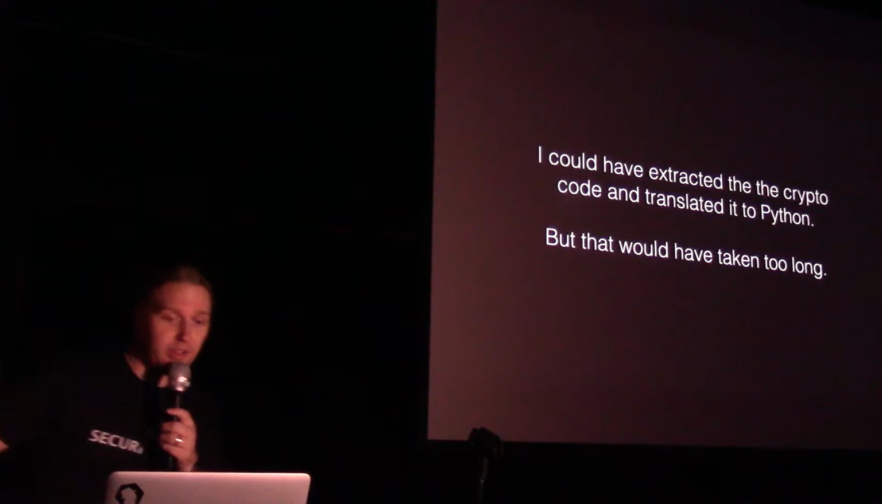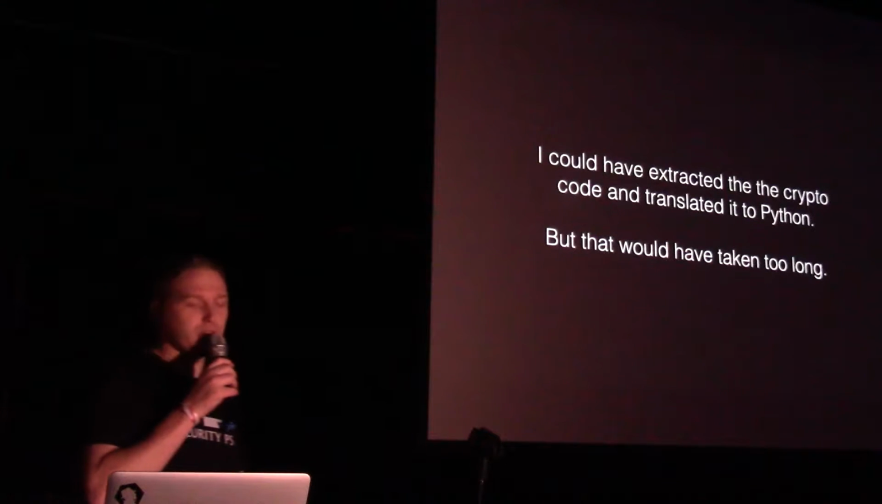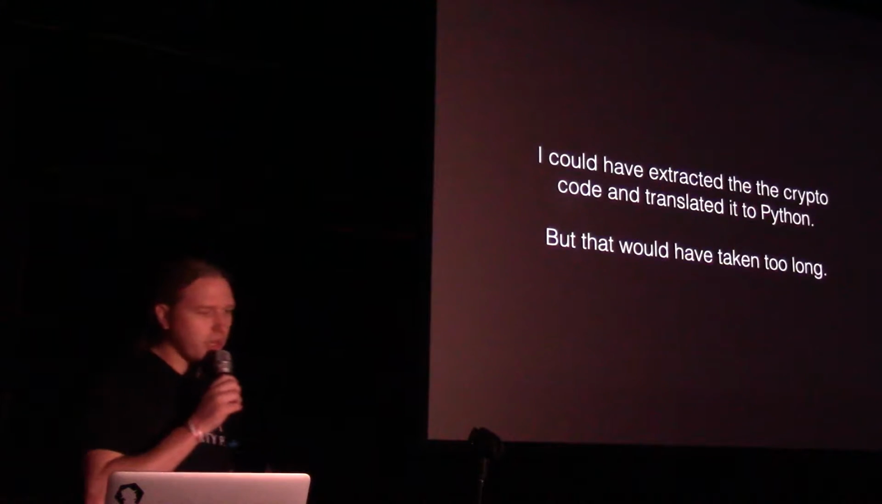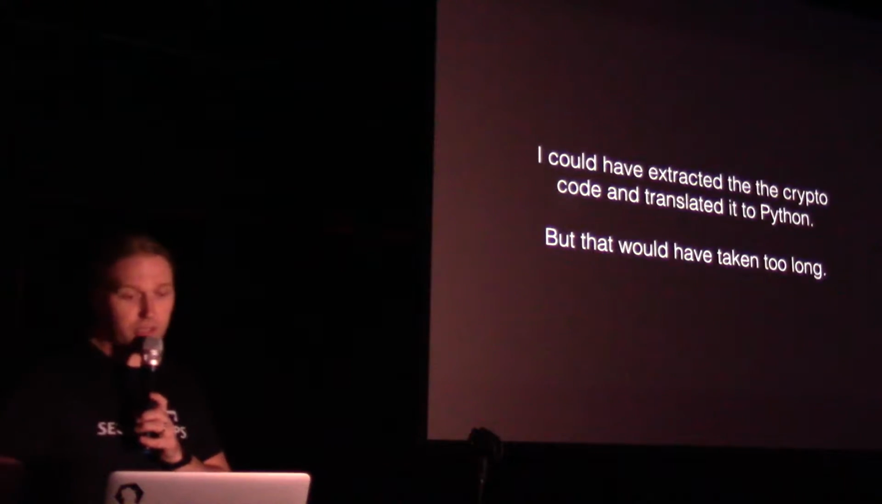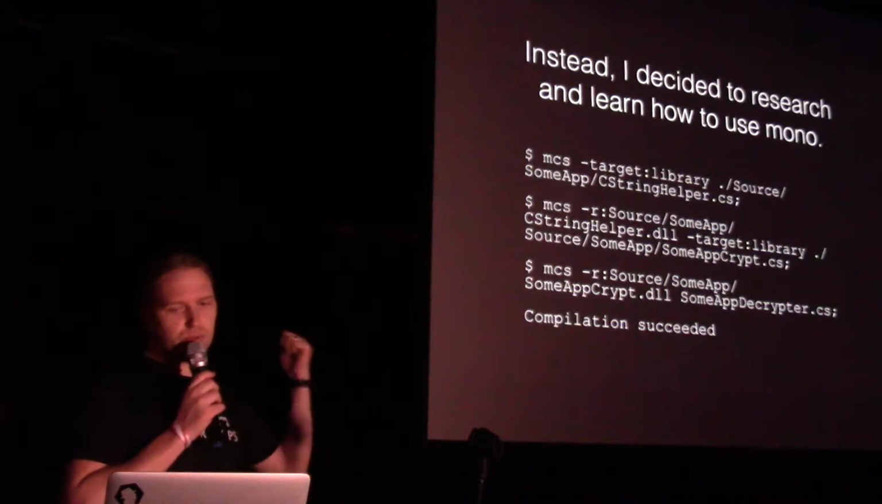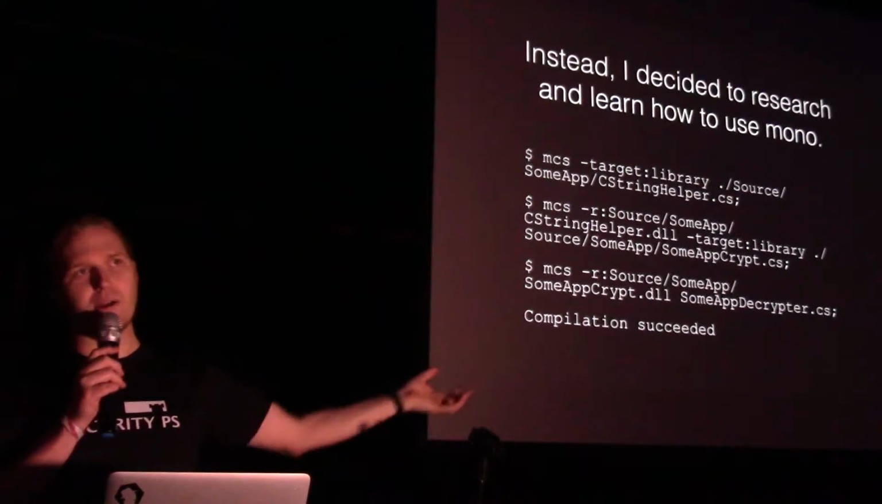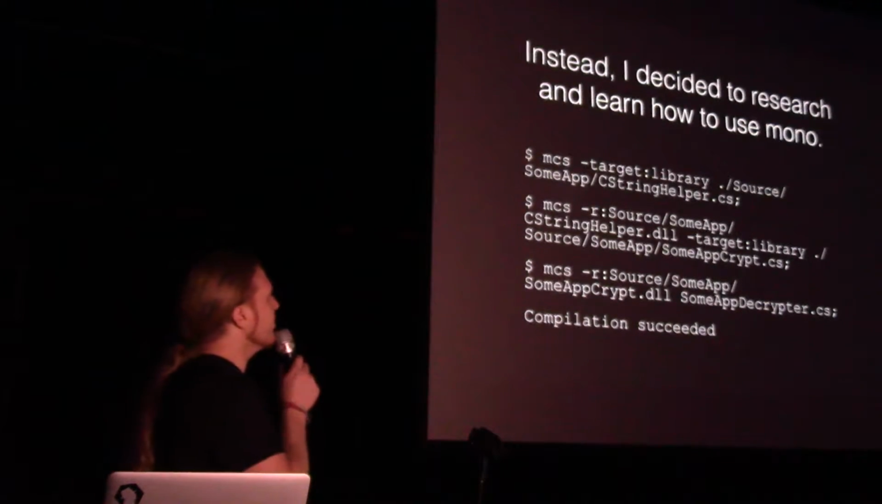So I could have extracted the crypto code. We use Python a lot for scripting some of this stuff and breaking stuff, but that would have taken too long, like half an hour or something. So instead, I decided to do some research, download Mono, figure out how to make it work, and compile the whole thing from source, because I thought that would be faster.